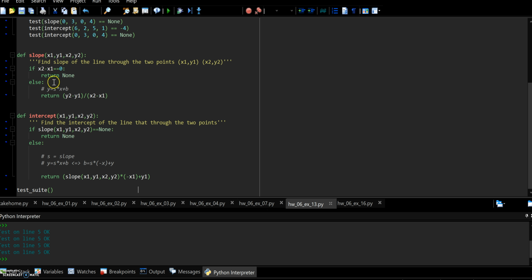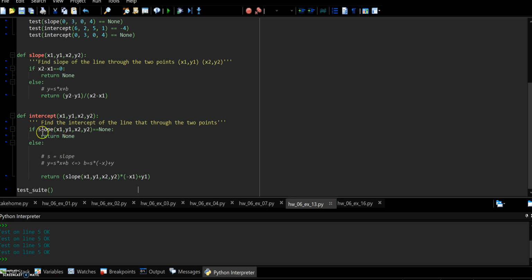And if that condition is not satisfied, this function will return this value, which is derived from the equation above it, and this value here is equal to the slope. So my final function is intercept, which has four parameters, similar to the function above it. And this function is for finding the y-intercept of the line that goes through the 2 points.